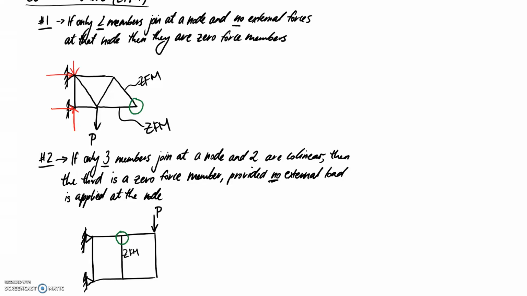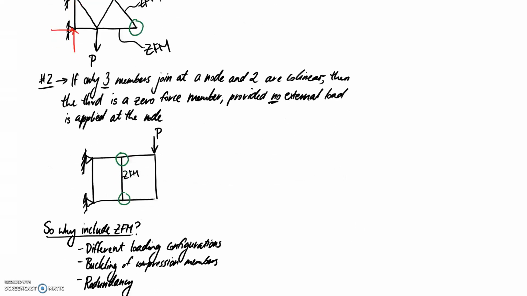If we look down at the bottom here as well, we could have applied it at this node as well. Again, we have three members coming together, two are in a straight line, so the third one that comes out is zero force. So we could have identified this as zero force from either of those members. So that's all there is for those two rules for identifying your zero force members.